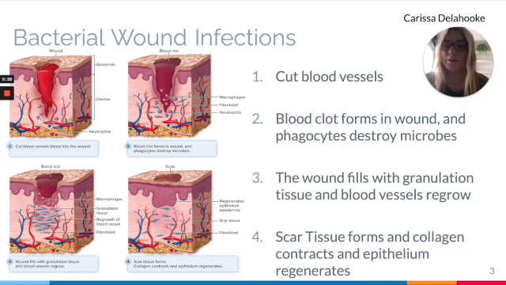So this diagram over here is how wounds typically heal. The cut blood vessels bleed into the wound and a blood clot forms in the wound, and phagocytes destroy these microbes. The wound then fills with granulation tissue and blood vessels start to regrow. Scar tissue then forms and collagen contracts and epithelium then regenerates, causing a scab over the wound.